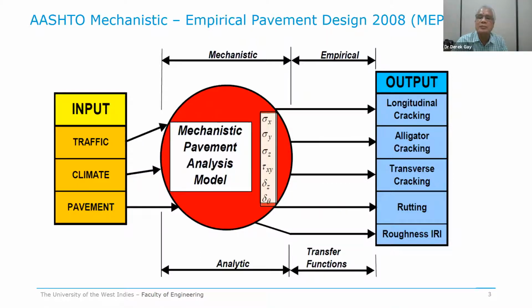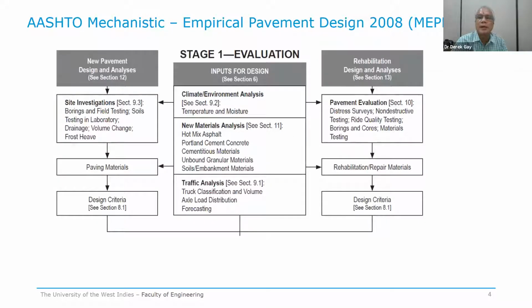So this was the approach. I got this from the manual itself. You see all the various inputs here, site investigations, paving materials. So on the left-hand side, it's all about material characterizations and site characterizations. And then in the inputs for design is the climate and environmental analysis and so on, traffic analysis.